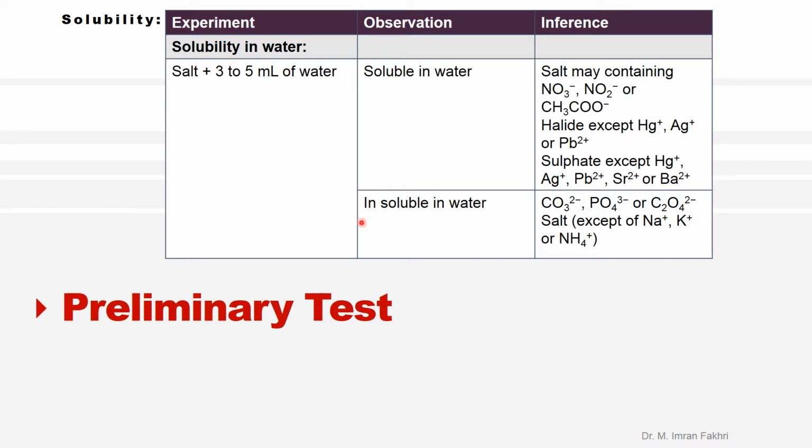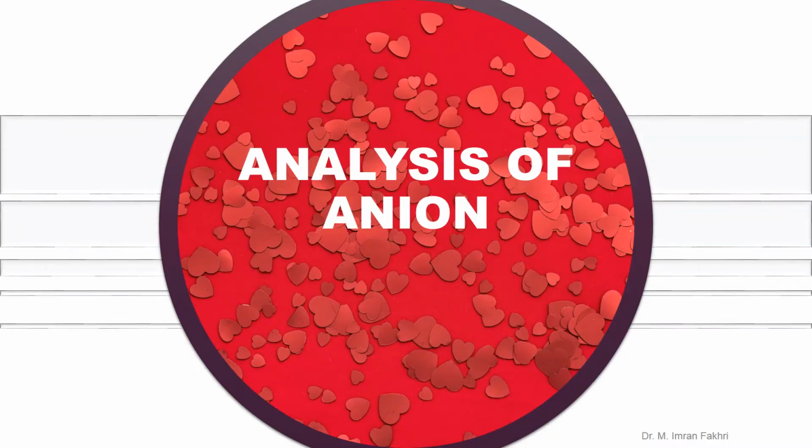If the salt is insoluble in water, we may have carbonate, phosphate, and oxalate present. Except the carbonate, phosphate, and oxalate of sodium, potassium, and ammonium, because sodium carbonate, potassium carbonate, sodium oxalate and phosphates are soluble in water. So the sodium, potassium, and ammonium salts are usually soluble in water.